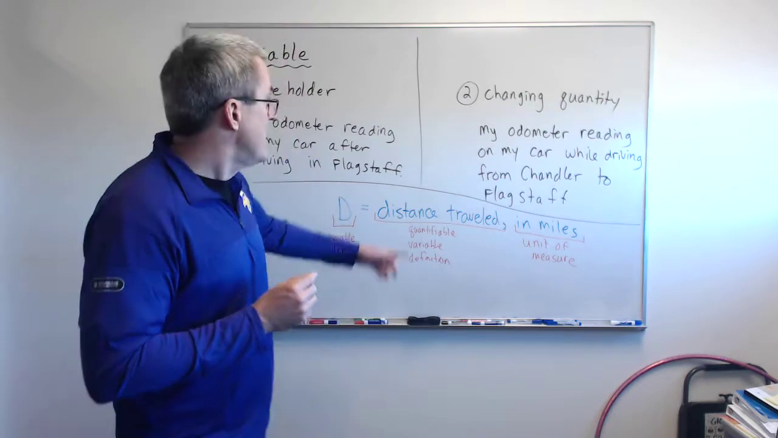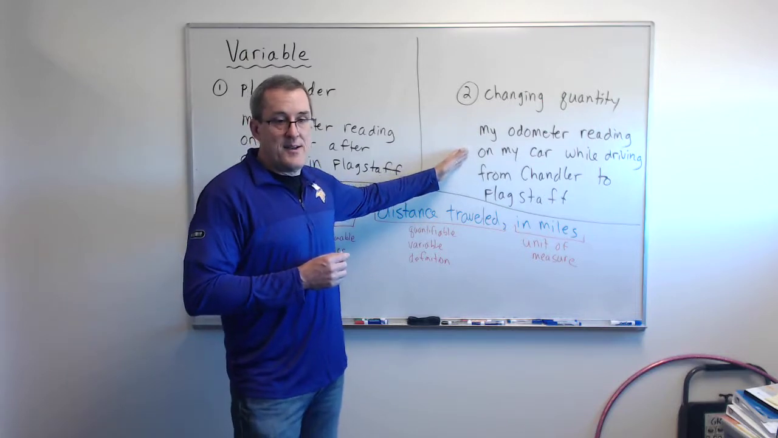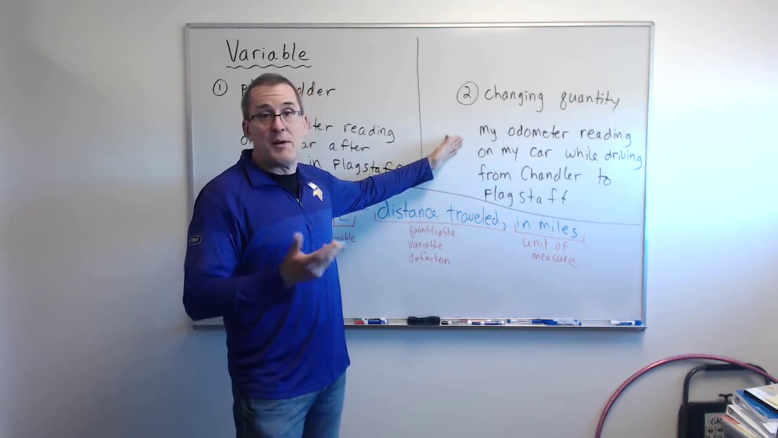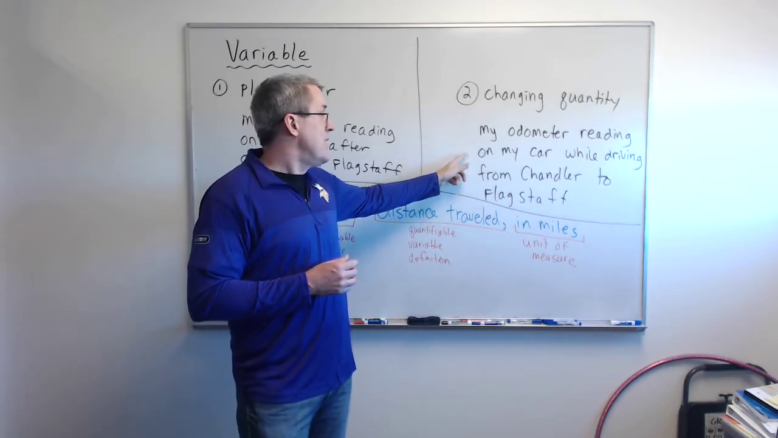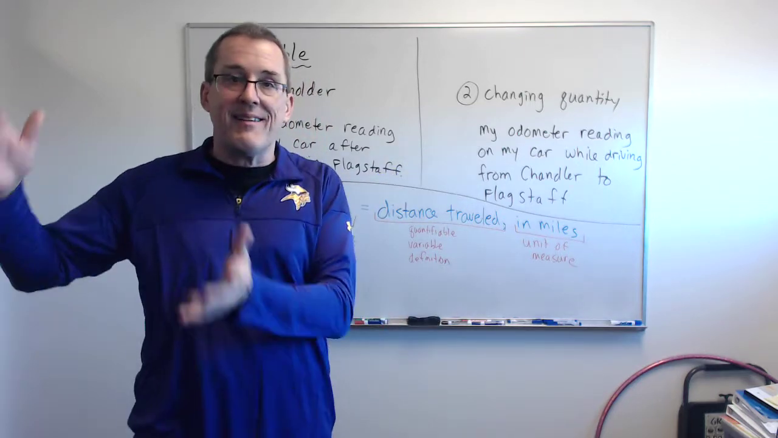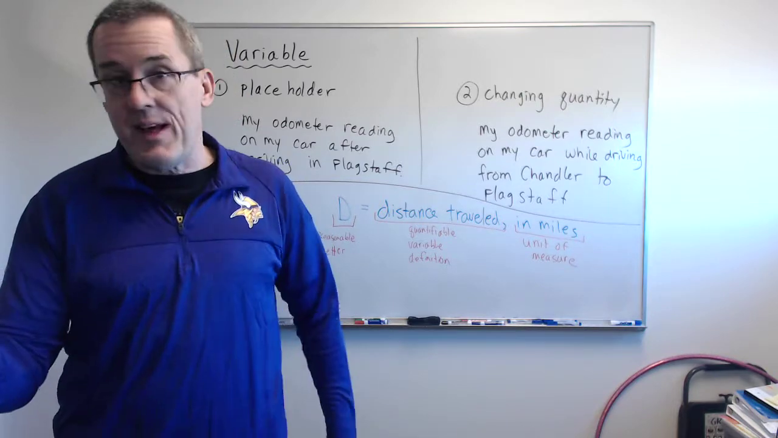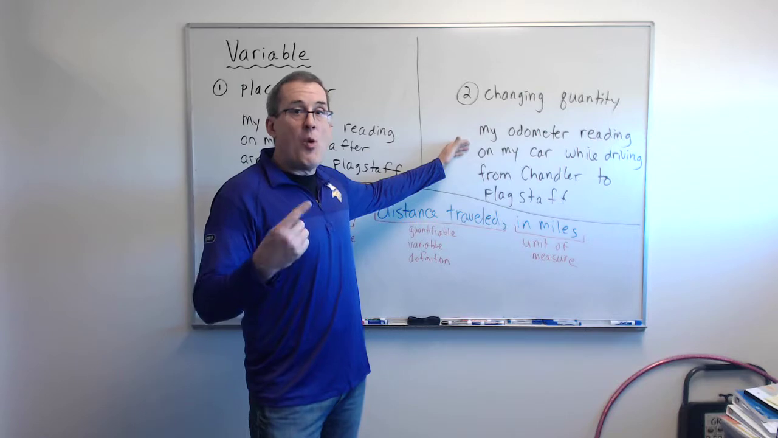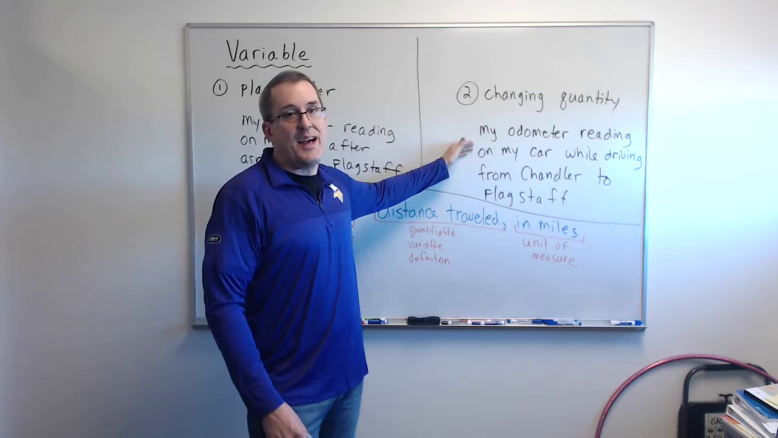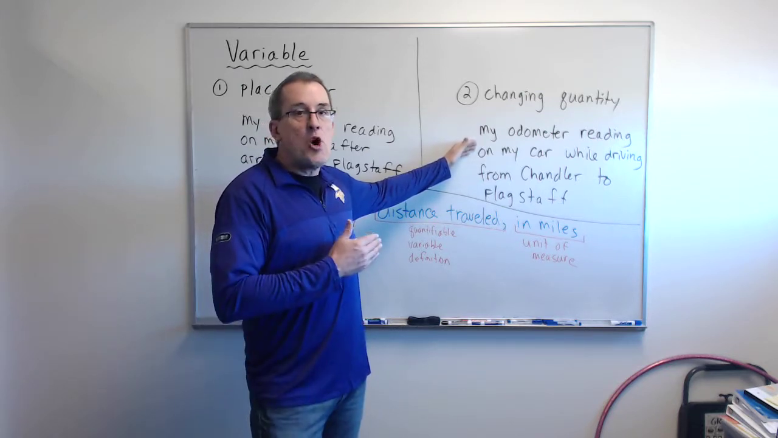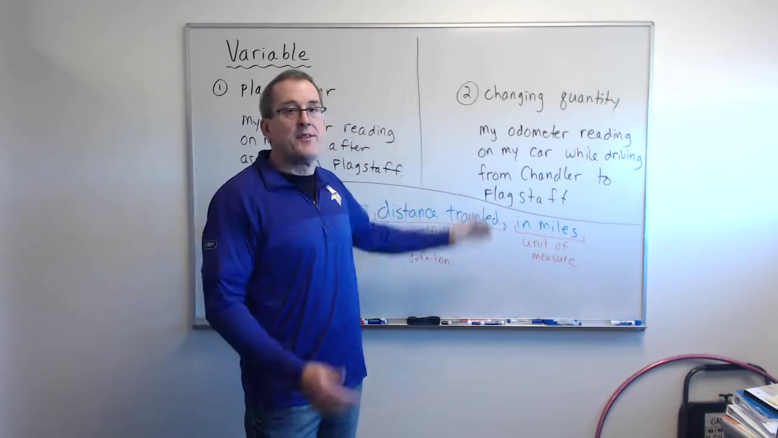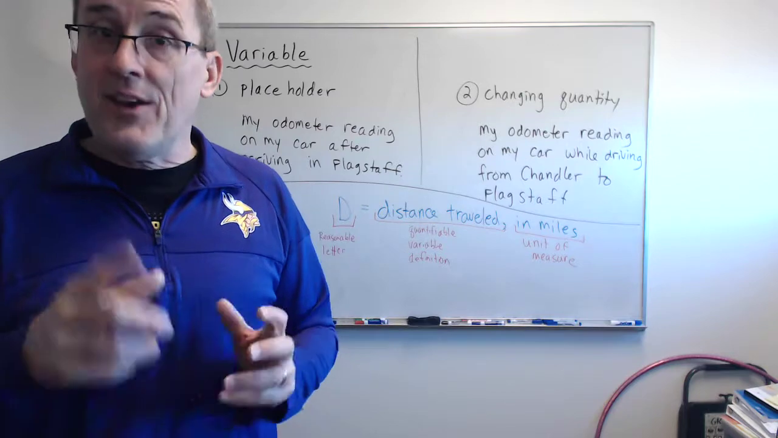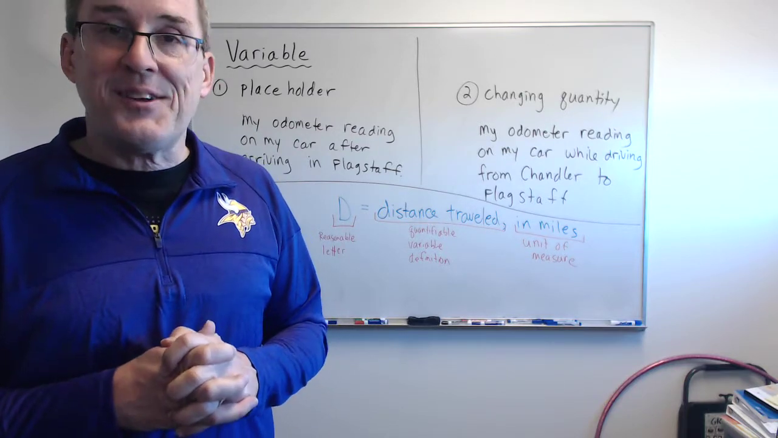Now on the other hand, imagine this context. Think about a variable, again, my odometer reading or my trip odometer reading on my car. But this time, rather than waiting until I get there and thinking about whatever that odometer reading is going to be, think about that odometer reading while I'm driving to Flagstaff. So at any moment between Chandler and Flagstaff, my trip odometer is going to have some number on it. And that number is going to be always changing.